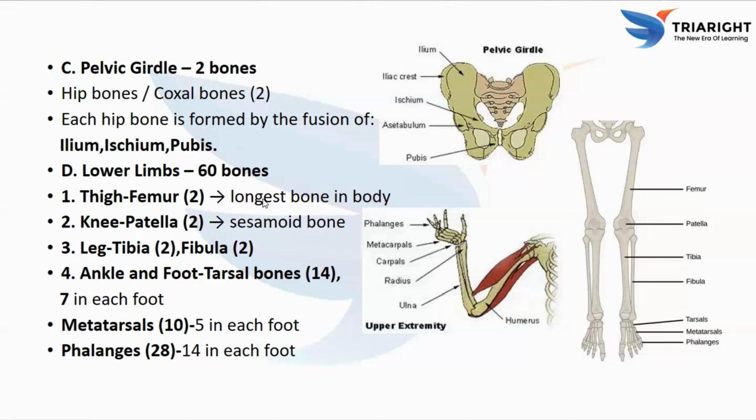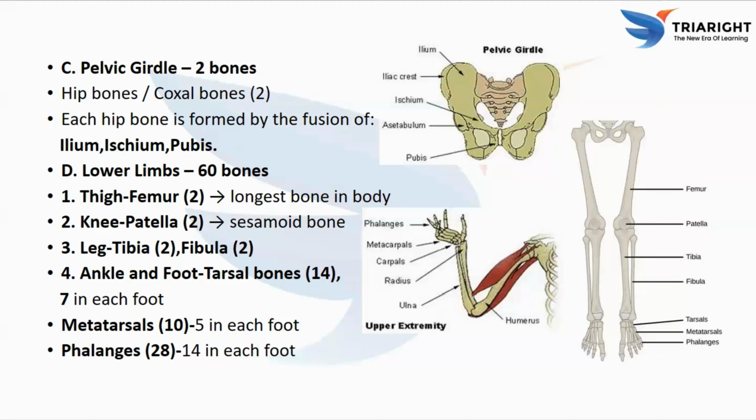So what are the bones covered under the lower limbs? Thigh: femur. Knee: patella. Leg: tibia and fibula. Ankle and foot: tarsal bones. The thigh femur is 1 in each leg. It's the longest and strongest bone in the body. It connects hip to knee. It helps in standing, walking, and supporting the weight.